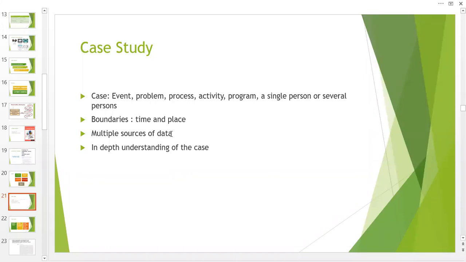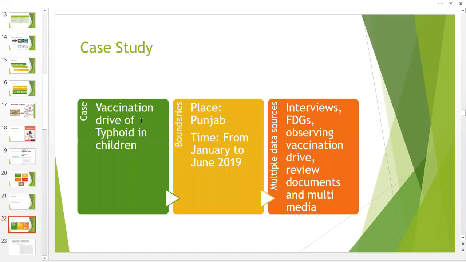We can collect data from multiple sources, that is, we can do focus group discussions, in-depth interviews, and we can observe simultaneously. And in a case study, there are boundaries by time and place. We have to define the time and place.